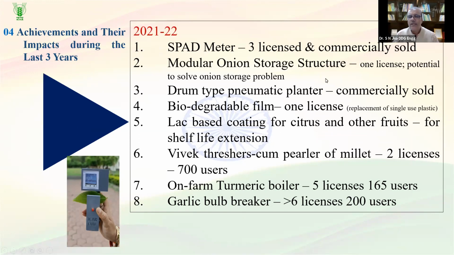Drum type pneumatic planter, already I have told, biodegradable film, already I have told, it is real, it is an actual replacement of single-use plastic. Wax-based coating of citrus and other fruits for shelf-life extension. And Vivek thresher cum pearler of millet, 2 licenses, 700 users, and on-farm turmeric boiler, 5 licenses, 165 presently users, and garlic bulb breaker, 6 licenses, 200 users.